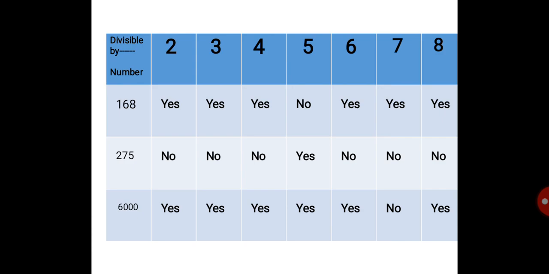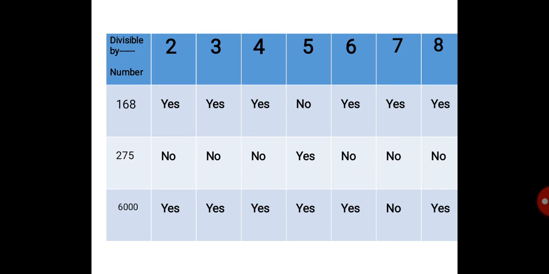Now we can see here that its last digit is neither 5 nor 0. So it is not divisible by 5. So I have written here no. Now 168 is divisible by both 2 and 3, so it is also divisible by 6.